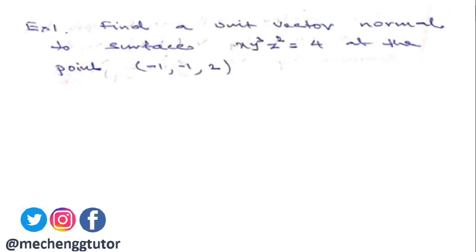Now the first one is about the normal. This is the example we shall discuss first. Find a unit vector normal to the surface x y cube z square is equal to 4 at the point (-1, -1, 2). Friends, here we need a unit vector normal to the surface. You already know that the gradient, that is del phi, is normal to the surface. It is a vector quantity. Just find a unit vector along that. That's all we have to do in this problem.